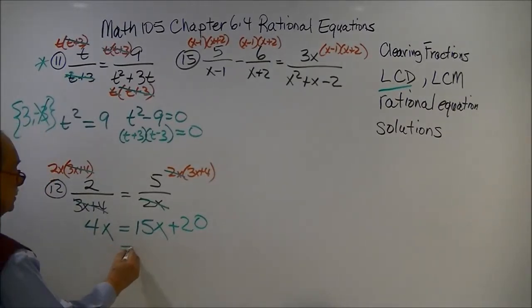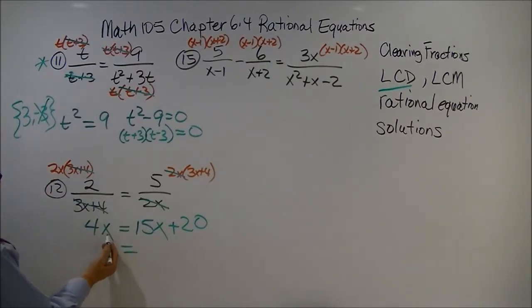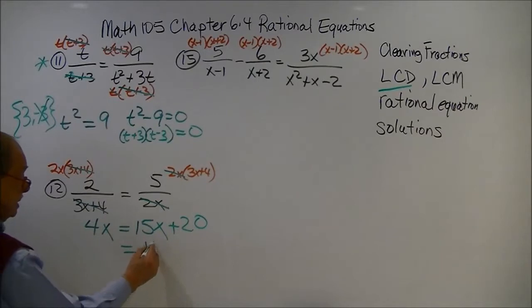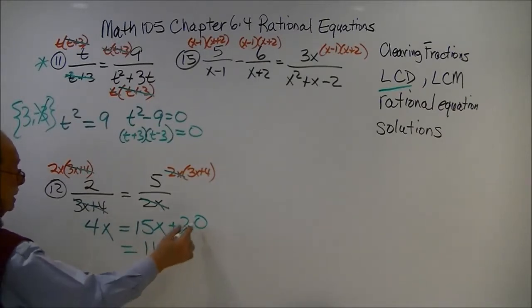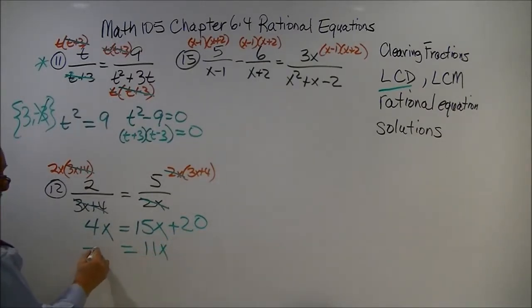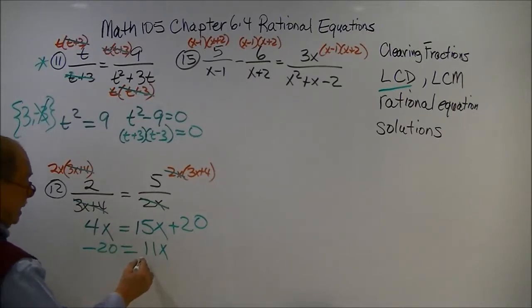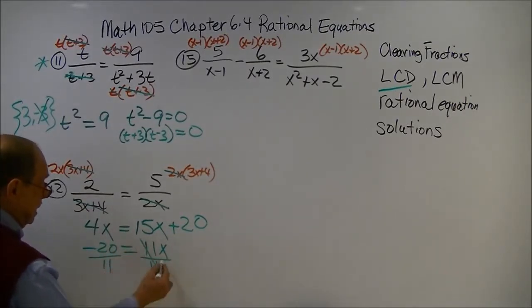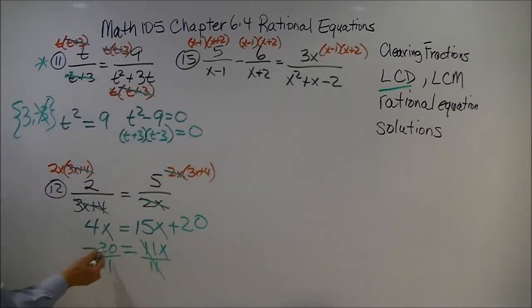And we're going to transpose the 4x to this side. It becomes a negative 4x. This gives me an 11x. Transpose this, which gives me a negative 20. Divide both sides by 11. x equals negative 20 over 11. And remember, they usually like to put the negative sign out front, but up there is good too.